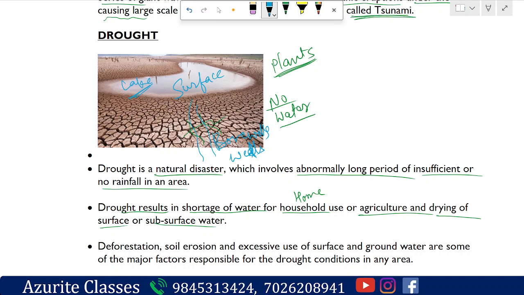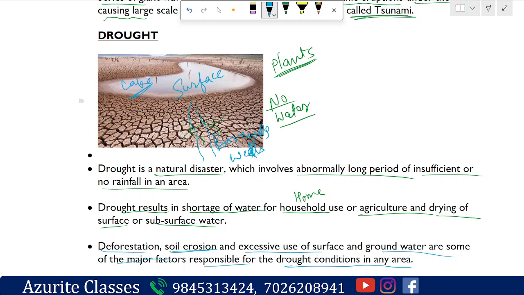So deforestation, soil erosion, and excessive use of surface and groundwater are some of the major factors responsible for the drought condition in an area. Deforestation means no forest, cutting of the trees. So because of that, what will happen? There will be no rain, right? Soil erosion, that is, the top soil gets flown away with the water. If it gets flown, the low lying area where the water has to be stored, what will happen? There will be deposition of the soil.